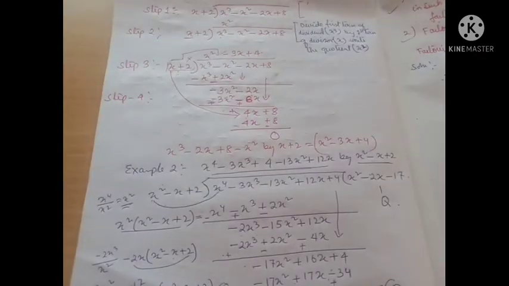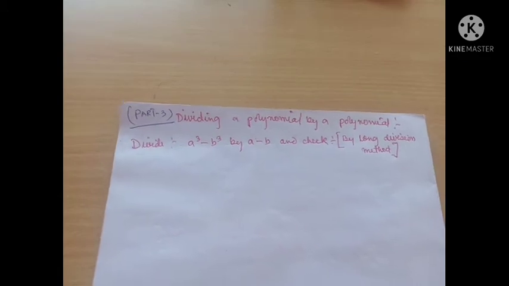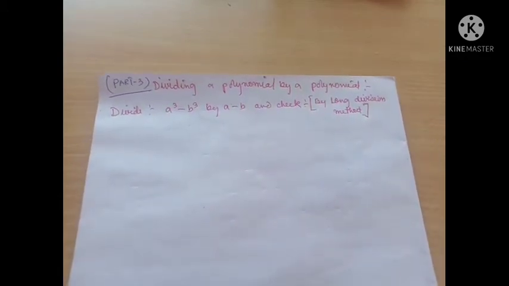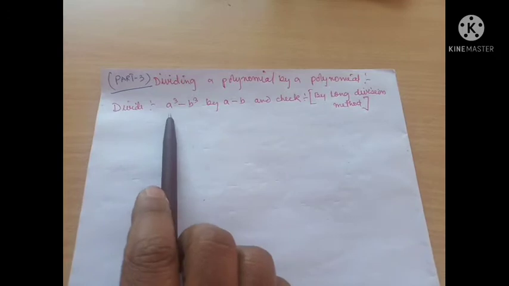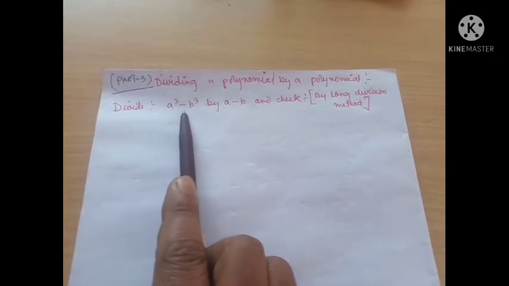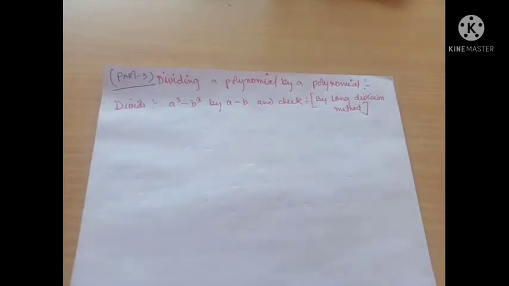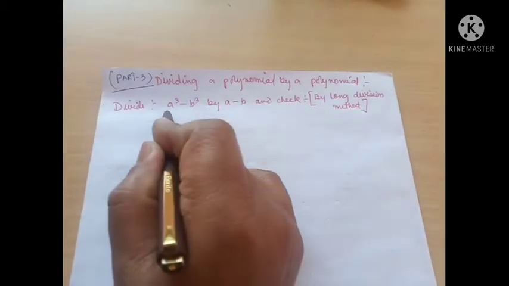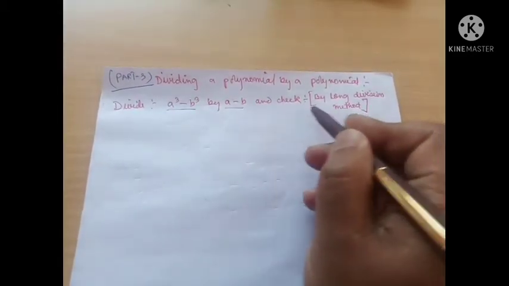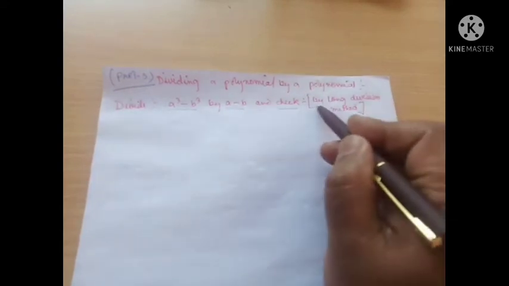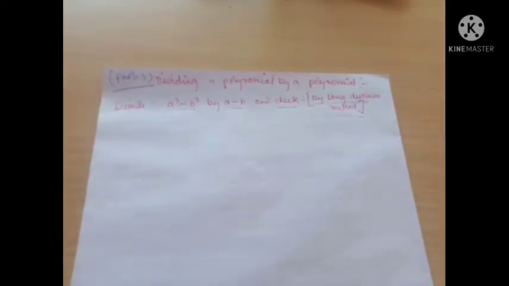And then here is the question, dividing part number 3. Dividing a polynomial by polynomials, that is, divide a cube minus b cube by a minus b, and check by the long division. We have to calculate by using the long division method. This will be the dividend, and this will be the divisor, and then we have to check. Now we are revising this question again. This is very important, that is why.